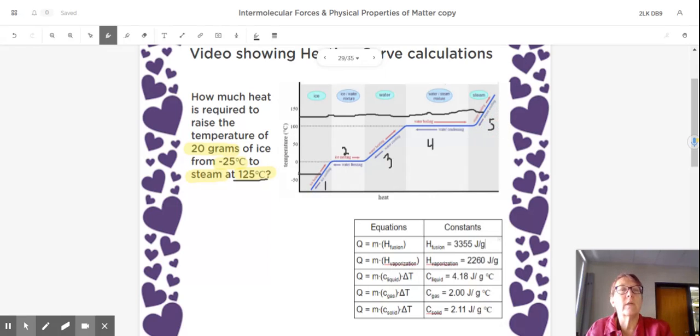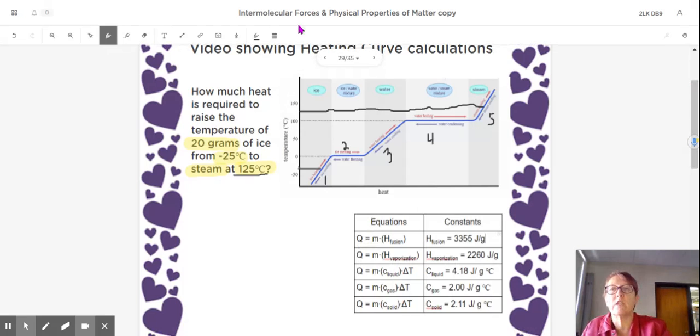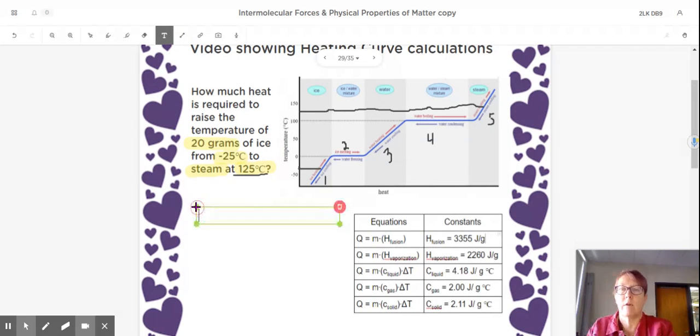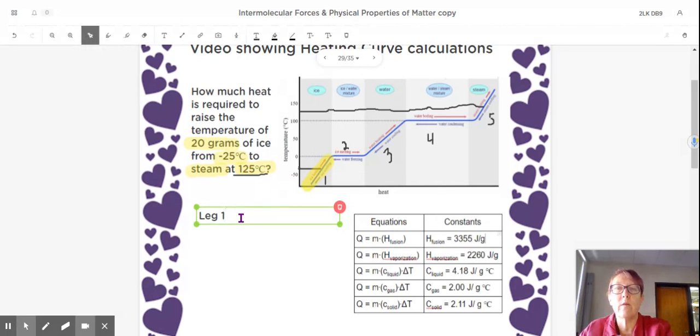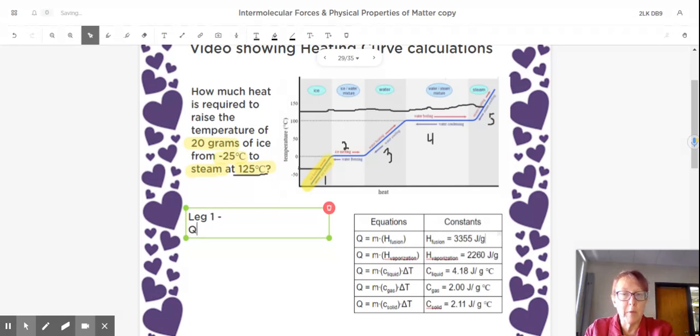All right, so let's just start. For leg 1, we are looking at this piece of the heating curve right here. Our Q, remember Q is heat, is always going to be m C delta T. But we have to figure out which of these equations we're going to use.